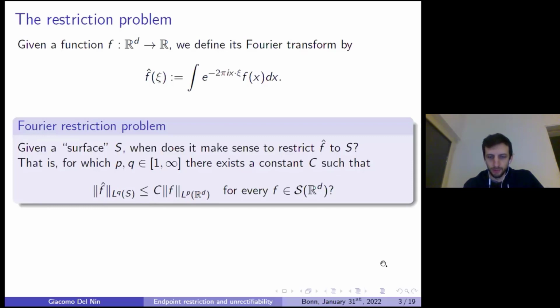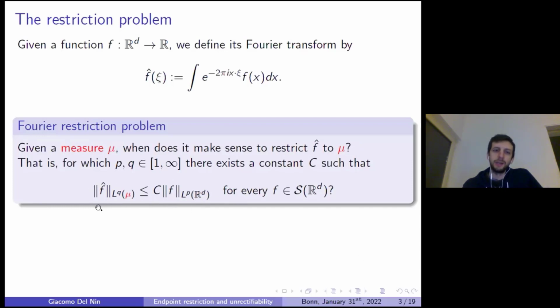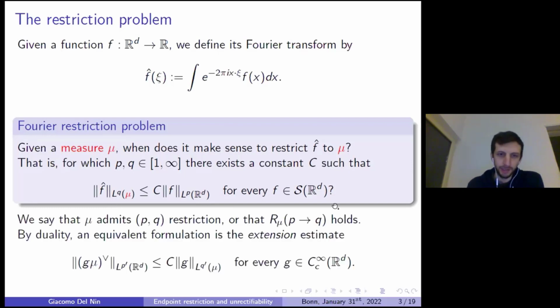And this question, of course, makes sense if we replace the surface with a general measure mu. So we ask when we can find such a continuity property between L^p of R^d and L^q of mu. And we say in this case that mu admits (p,q) restriction, and we indicate it by this symbol. So the restriction holds for the measure mu from L^p of R^d to L^q of mu.